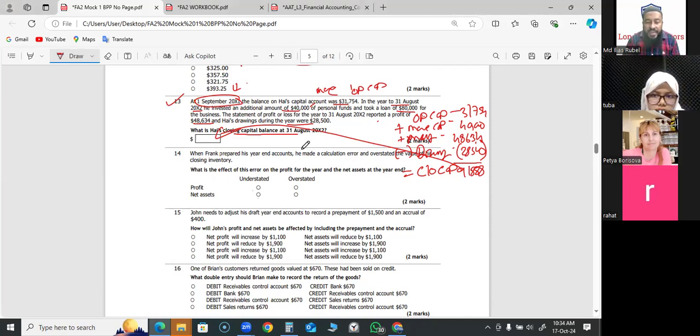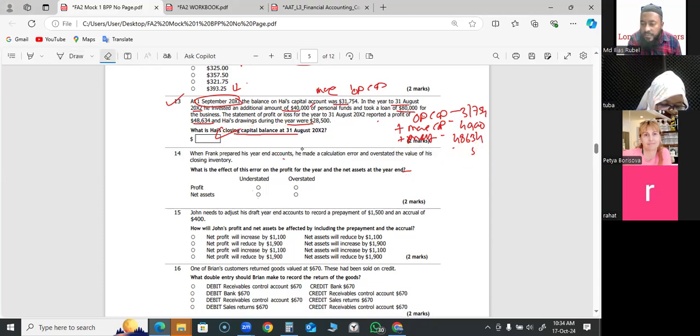When Frank prepared his year-end accounts, he made a calculation error to overstate it. This is recorded, so you can check it out later on. Don't worry. Overstated the value of his closing inventory. Guys, what does your closing inventory do? Tell me, into the income statement or into the balance sheet. Let's finish the balance sheet. Easy peasy, yeah? Into the balance sheet or financial position. Isn't it a current asset? Closing inventory is a current asset. It goes up, current asset goes up. It goes down, current asset goes down.